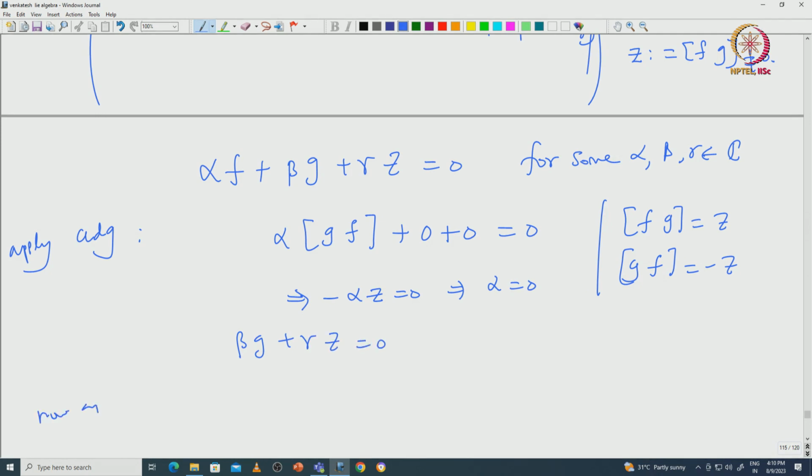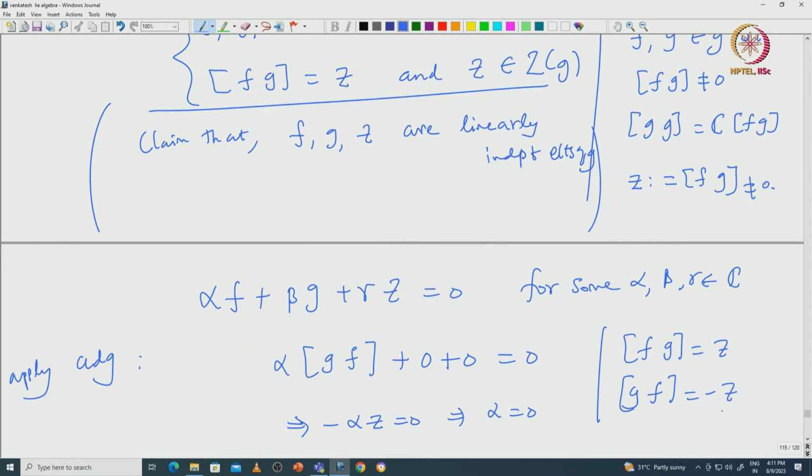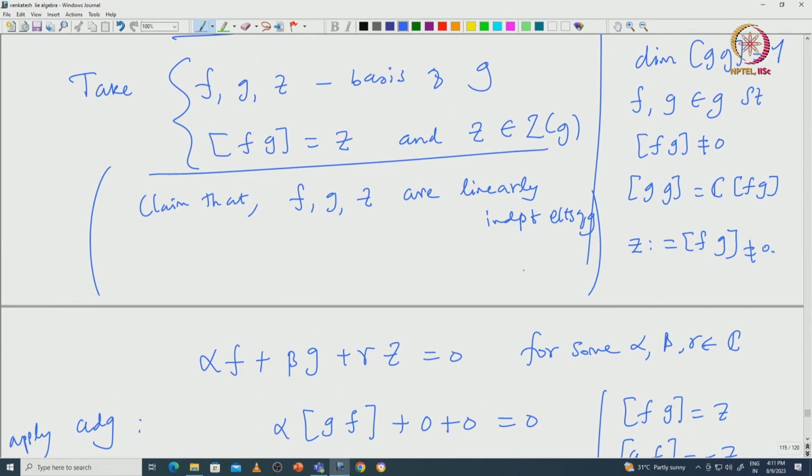So, now apply ad of f. If you apply ad of f, you get beta [f, g] plus again gamma [f, z] which is 0. So, then you get beta [f, g] equal to 0, again bracket f g is z which is non-zero. So, that implies beta is 0. Okay. So, [f, z] is 0 because z is coming from the center. So, you get alpha and beta 0 and since z is non-zero, gamma is also 0. That proves that f, g, z are all linearly independent elements.